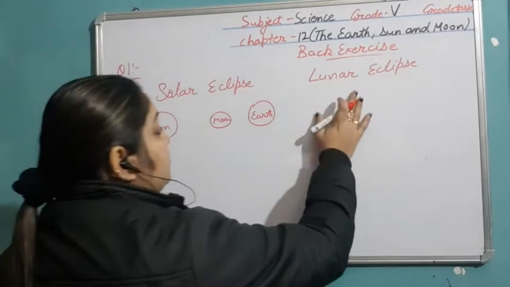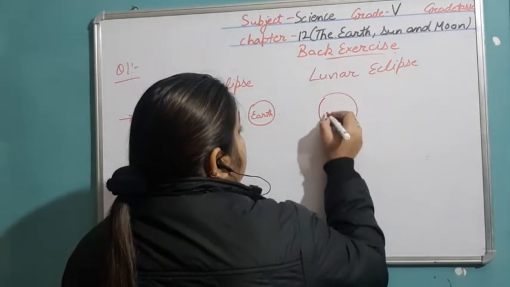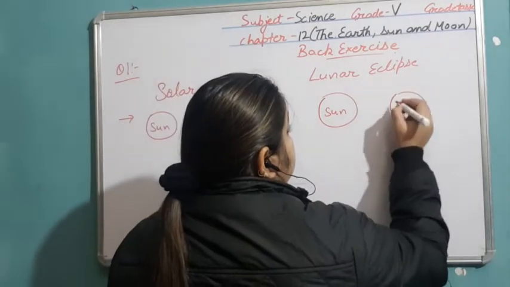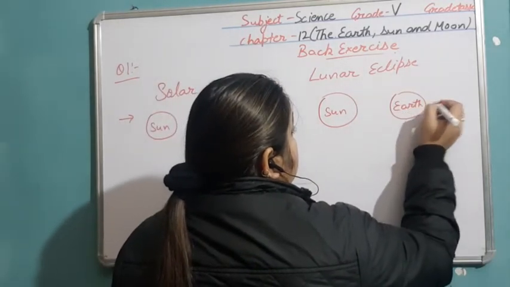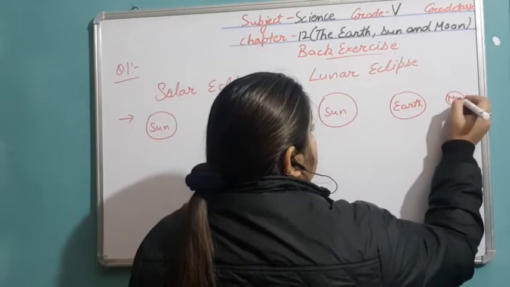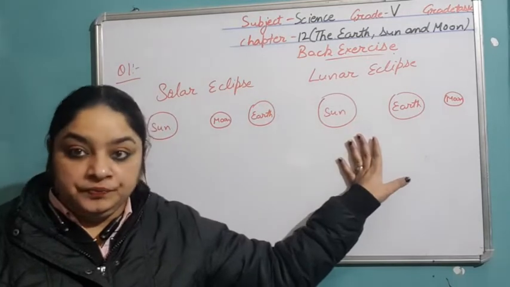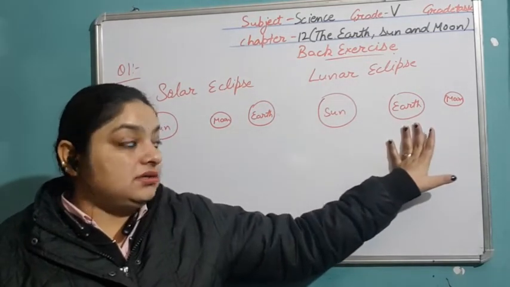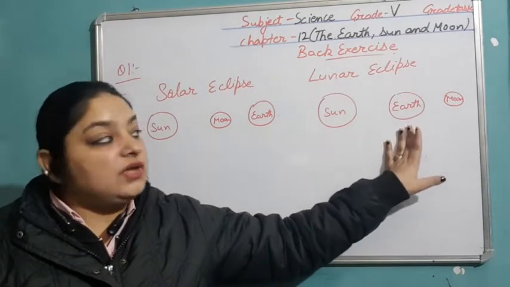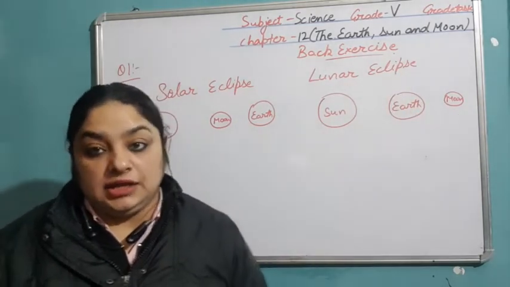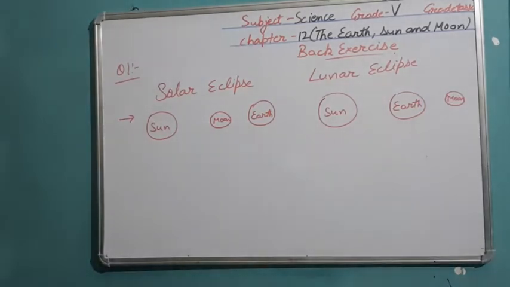Second one is lunar eclipse. Lunar eclipse occurs when earth comes between sun and the moon, and moon doesn't get the sun's light, and the shadow of the earth falls on the moon, then it is known as the lunar eclipse. Now question number 2.